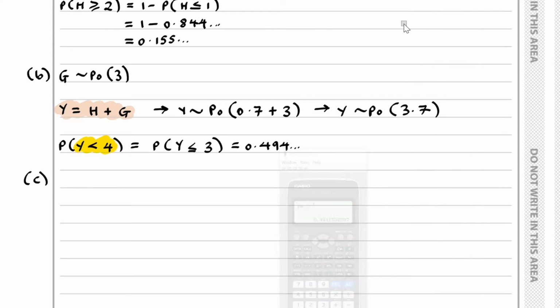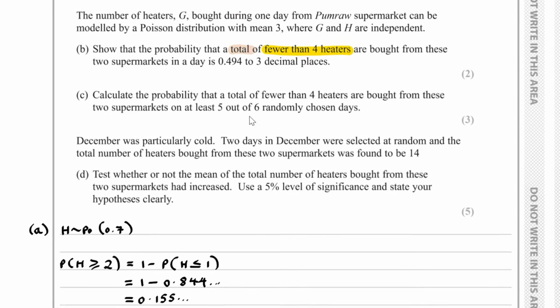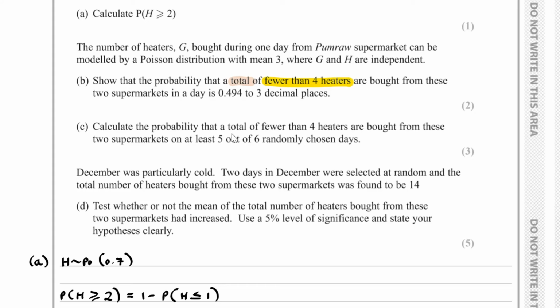Part C, we have to calculate the probability that a total of fewer than 4 heaters are bought from these 2 supermarkets on at least 5 out of 6 randomly chosen days. So what we can do over here is use a binomial distribution.